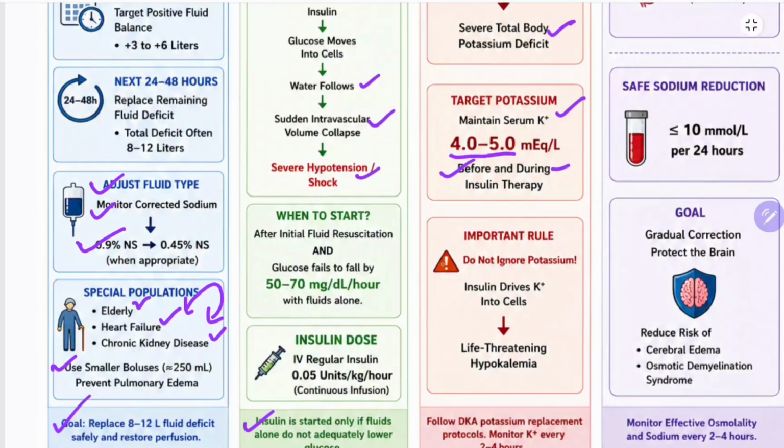Important rule: don't ignore potassium. Insulin drives potassium into cells, which can result in life-threatening hypokalemia. So follow the diabetic ketoacidosis potassium replacement protocols. Monitor potassium every 2 to 4 hours.